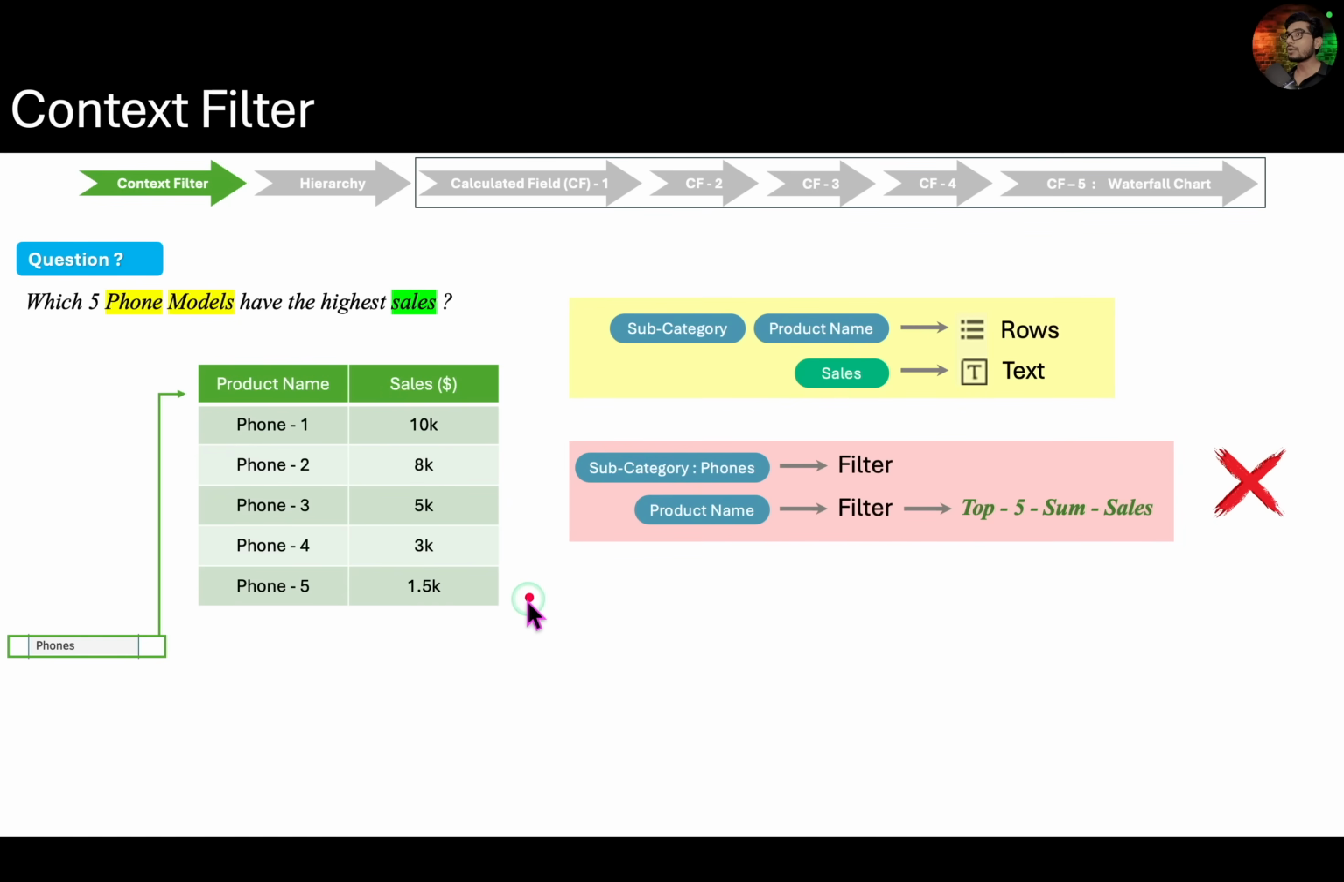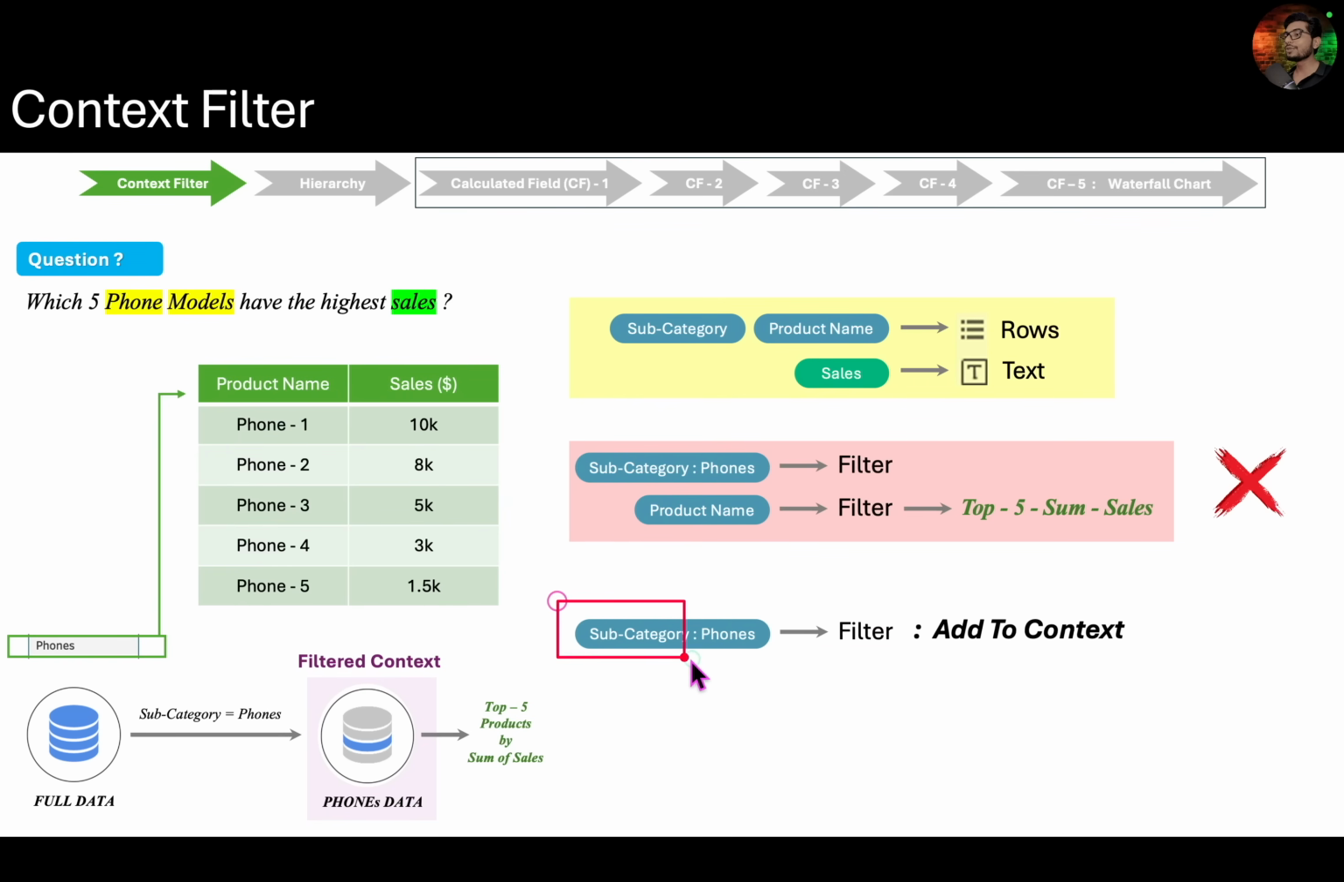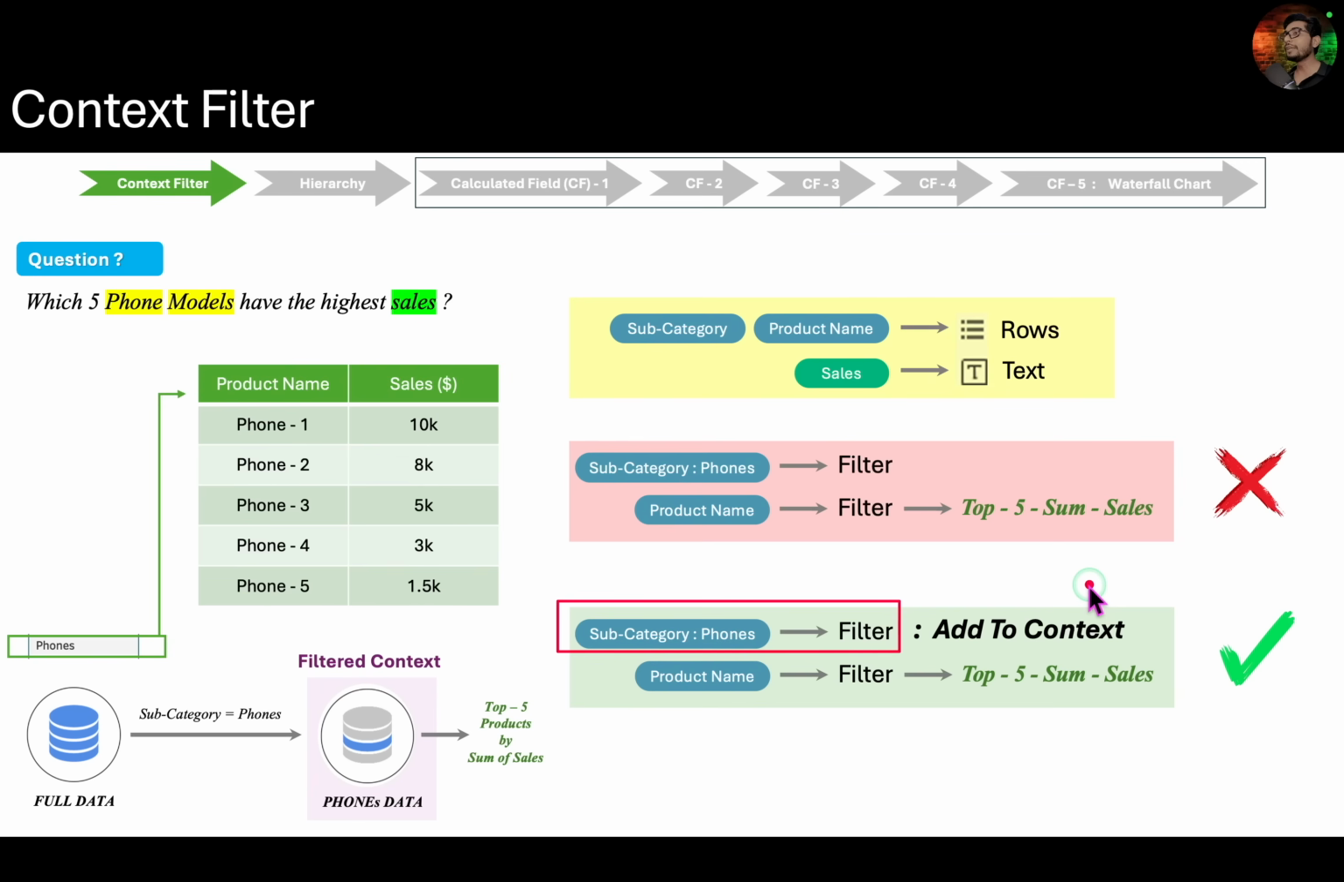So what we need to do now is set a context for this top 5 product name filter. In other words, we need to explicitly tell Tableau to first filter the data only for the phone subcategory and then apply the top 5 logic within that filtered context. In Tableau's terminology, this means we are setting the subcategory equals phone filter as a context filter, ensuring that it is applied first, and only then does Tableau apply the top 5 products by sales filter within that predefined context. I hope you've got a clear theoretical understanding of what we are trying to achieve here.